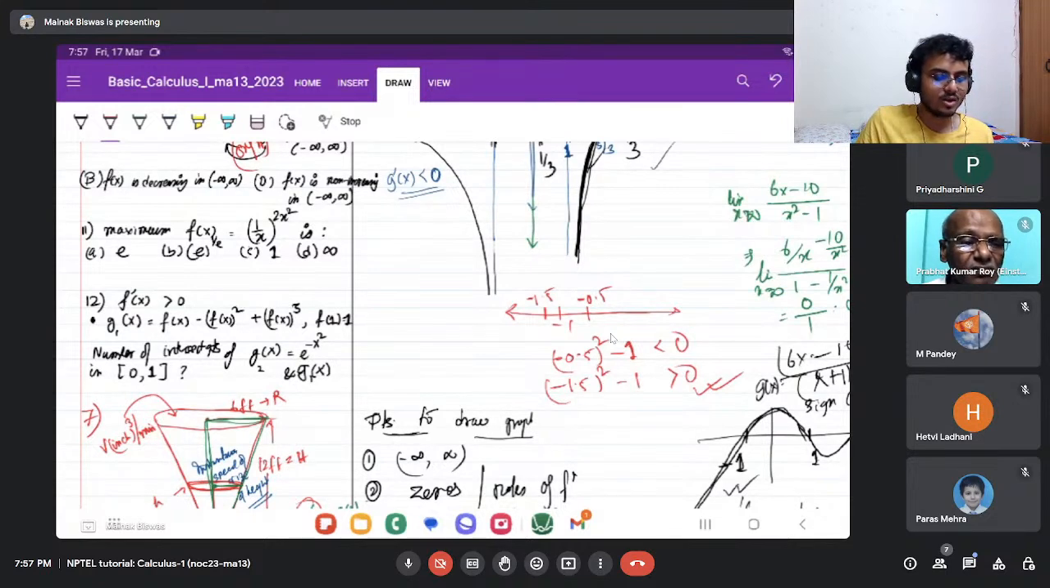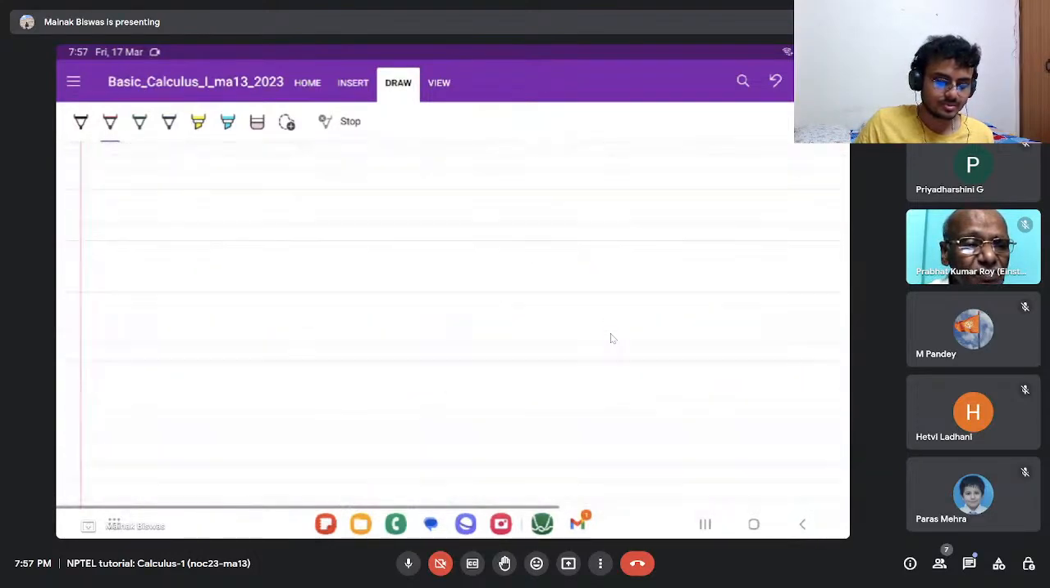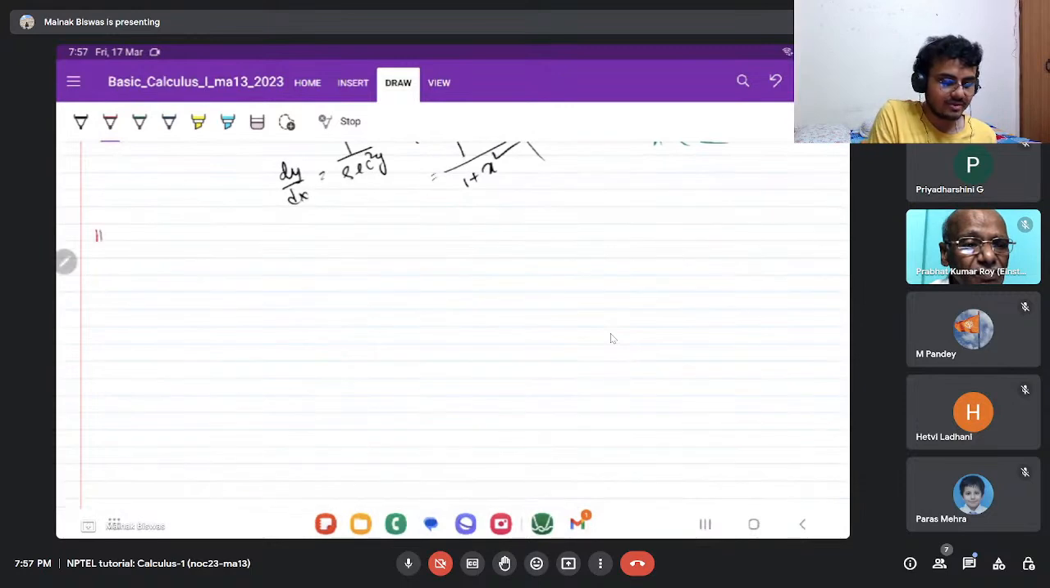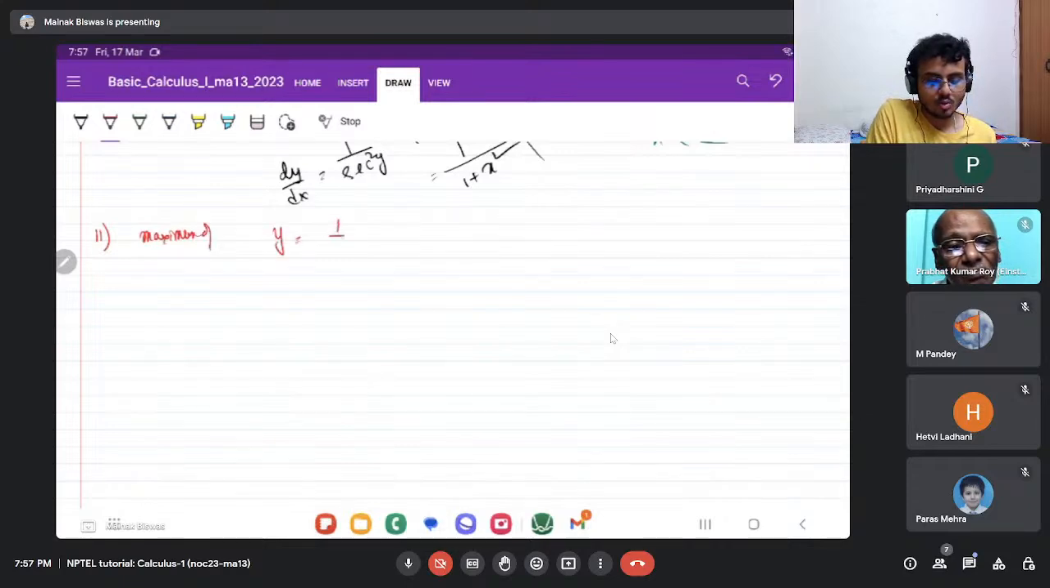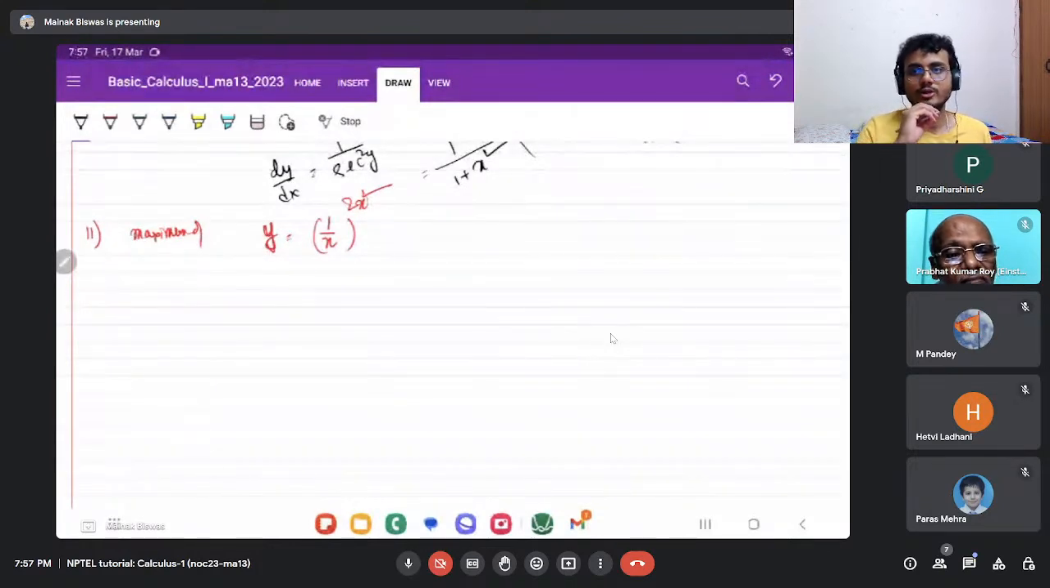The maximum value of f(x) is equal to (1/x) to the power 2x square. So number 11, last question. Maximum of y is equal to (1/x)^(2x²). What is the question? What is the maxima of this function? So how do I do this? Any idea? What should I do?